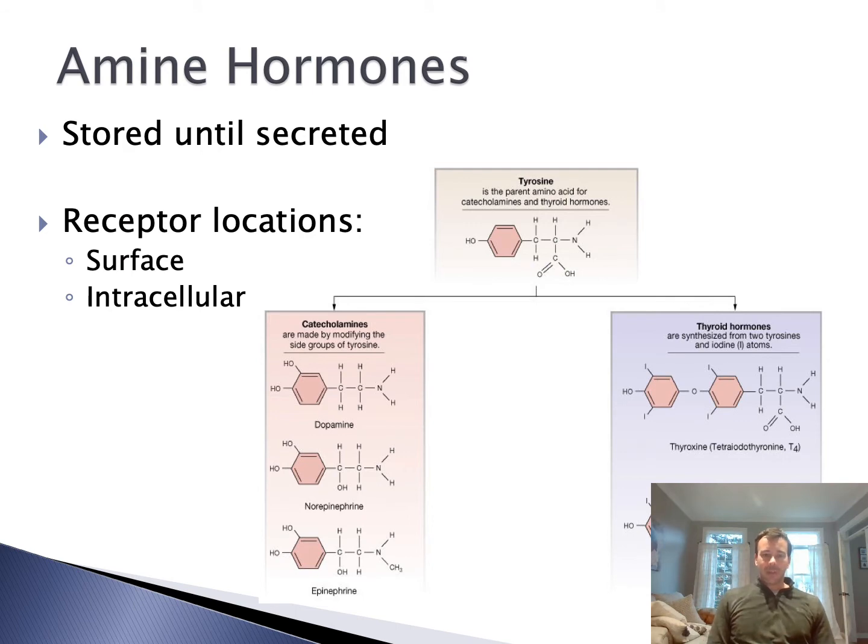The main one I want to talk about here is the tyrosine derived hormones. These amine hormones are stored until they're secreted, and the receptor locations can either be on the surface or intracellular. But tyrosine is a parent amino acid for catecholamines and thyroid hormones. And the structures aren't terribly important, but you can see that they are derived from the tyrosine amino acid.